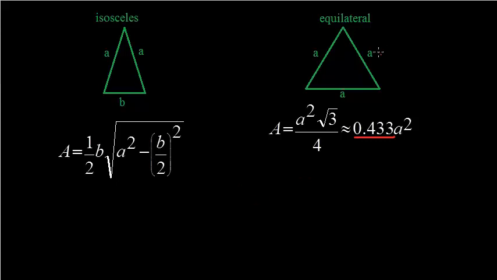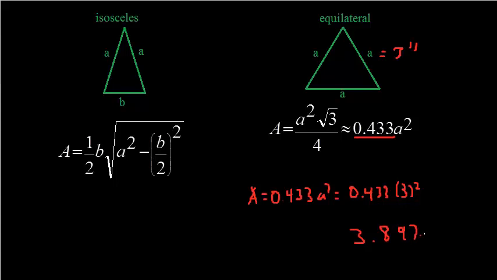So let's say we have an equilateral triangle where a is equal to 3 inches. To solve for the area of the equilateral triangle, we have A equal to 0.433 a squared. We plug in our a, so 0.433 times 3 squared. 3 squared is 9, times 0.433 we get 3.897, and our units are inches squared. So that is the area of our equilateral triangle.